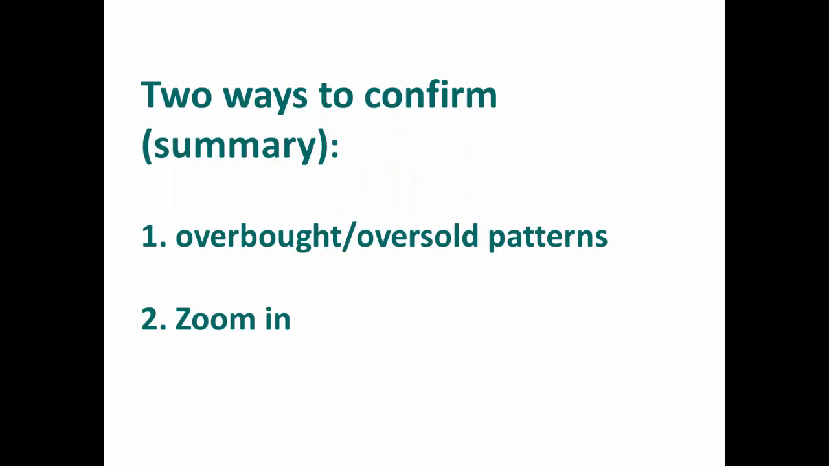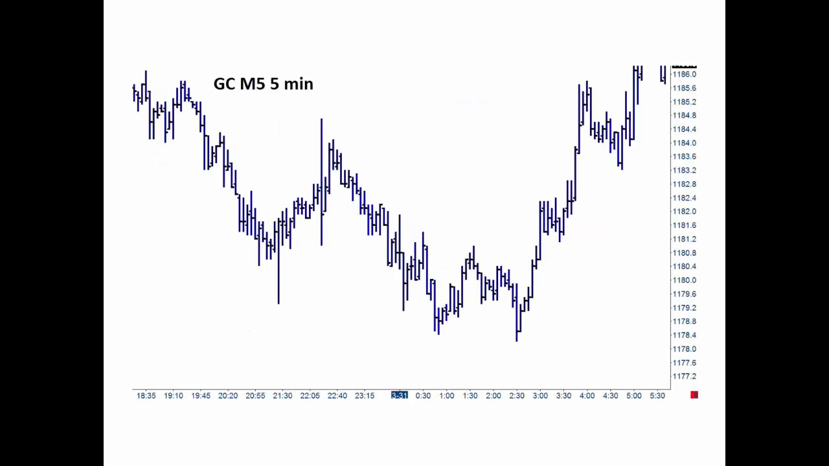Okay, let's summarize. There are two ways to confirm the butterfly pattern. First, use overbought, oversold patterns. These are measure moves with their CD legs stretched out much bigger than AB. The second way is to zoom in using smaller and smaller time interval charts. I go all the way down to a 1-minute chart to look for confirmation. Let's look at some more chart examples.